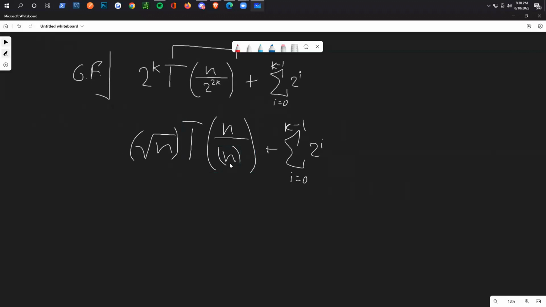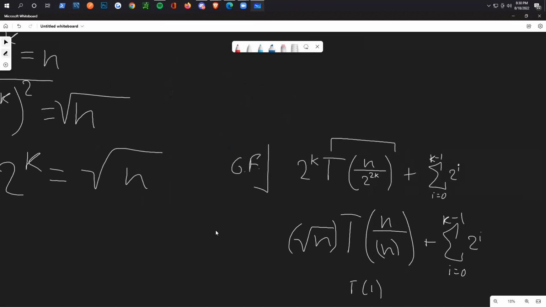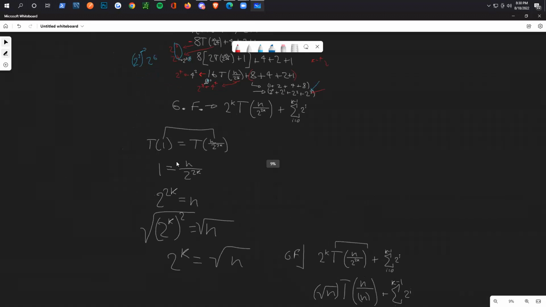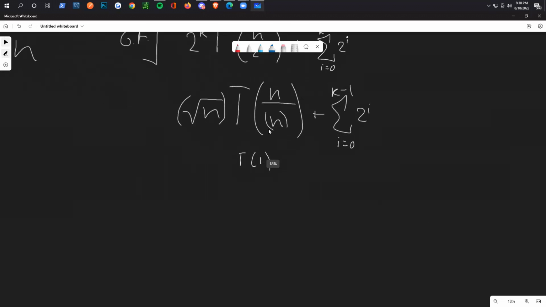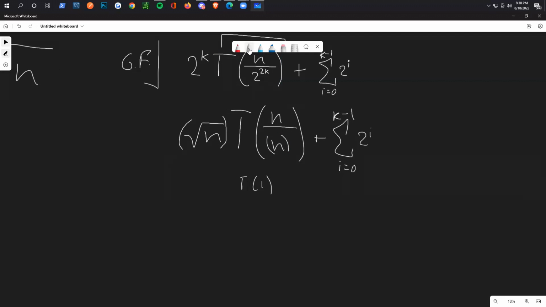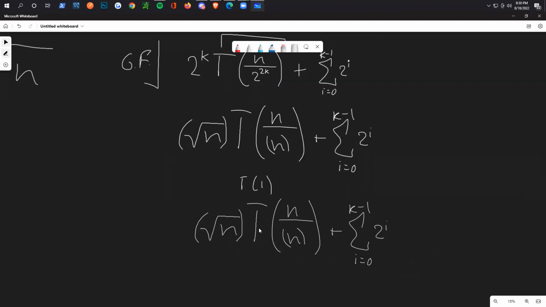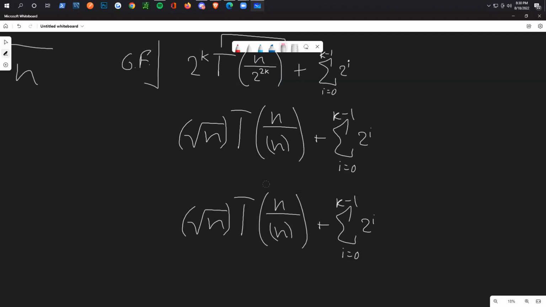So t of n over n, and let me write this out real quick. t of n divided by n is just 1. So we have t of 1. And if we remember our base case, t of 1 is equal to 1. So since we're going to end up with t of 1, we could just say this is equal to 1 right here. So let me copy this over. This right here is just t of 1, which is 1, and we can just remove that 1.